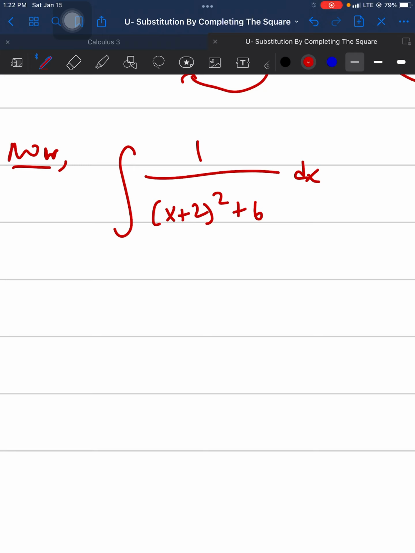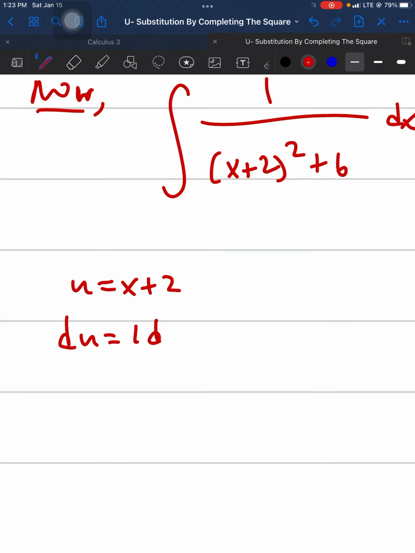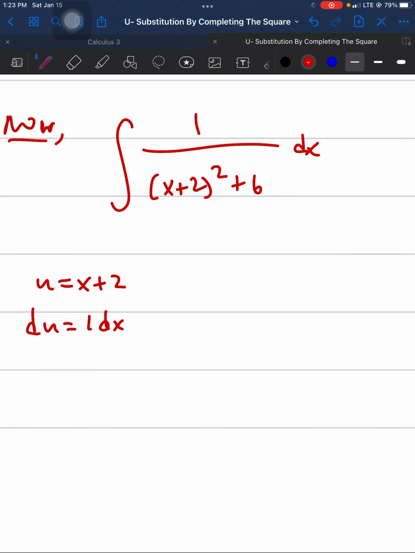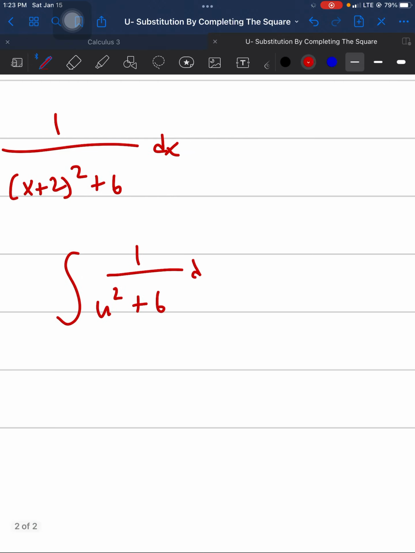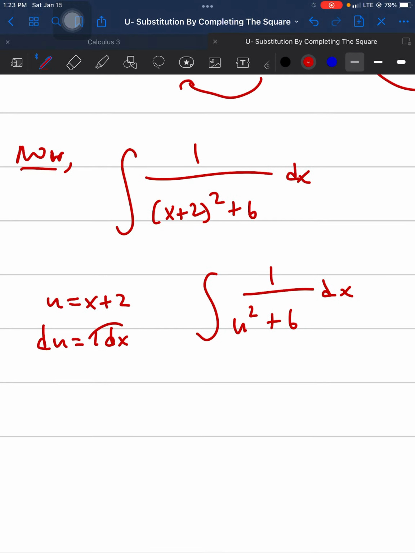So U is x plus 2. Du is equal to 1 dx. So we can substitute U for x plus 2. So we're going to have 1 over U squared plus 6 dx. But we know 1 dx is just equal to du, so we can just switch it to du.